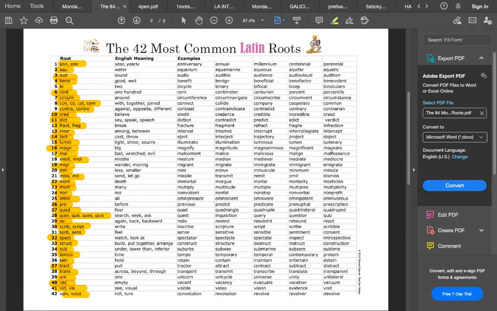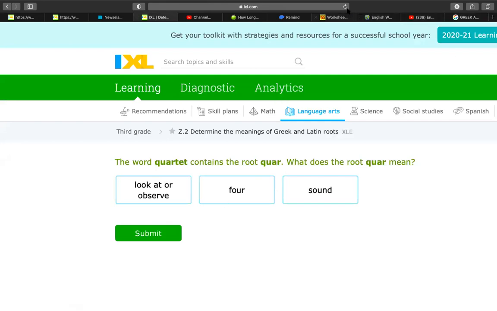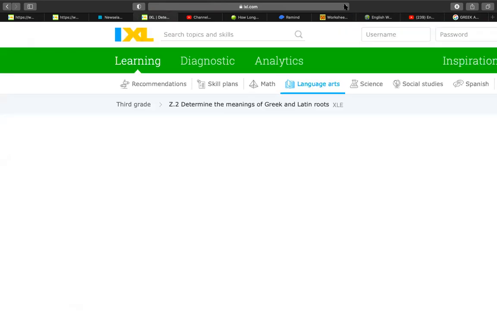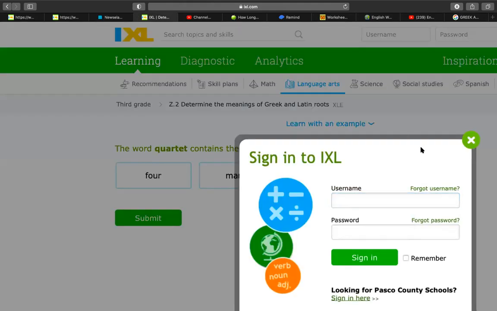I want you to use this cheat sheet when you're working on this. Let's have a new share of IXL.com. Where is this thing? All right, so can you see this? Yes. Very good. All right, so let me sign in.